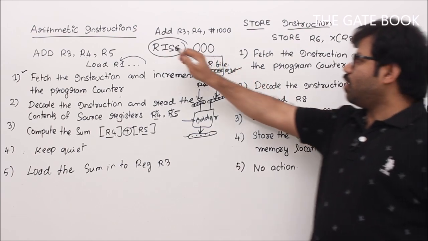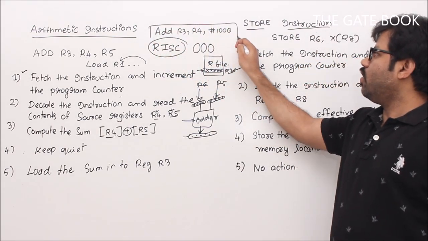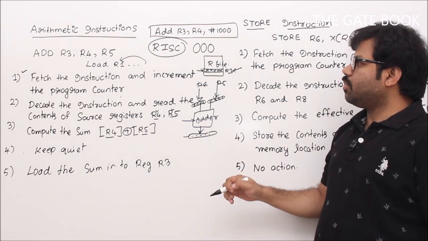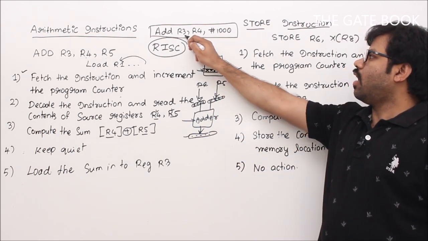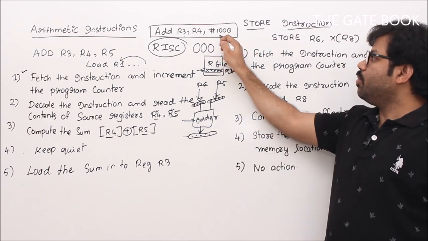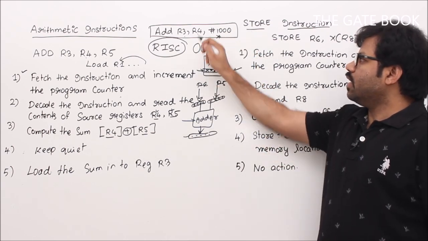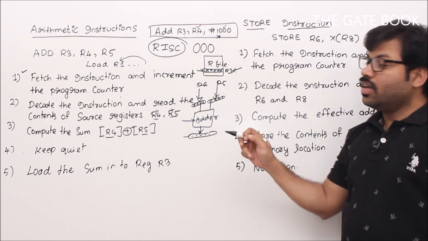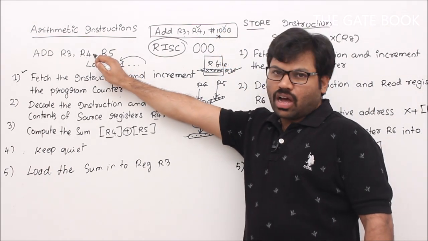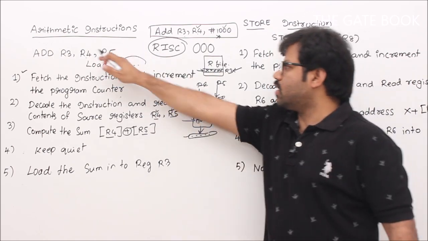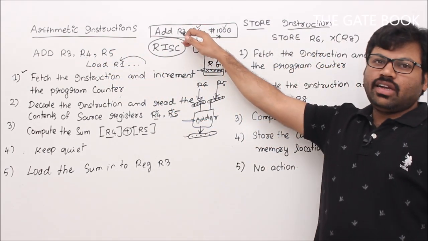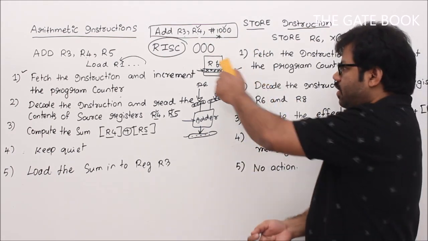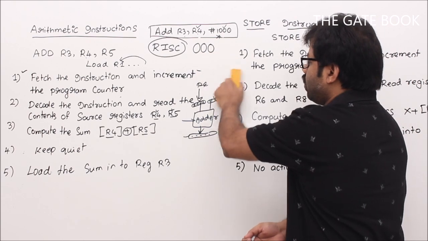Before that, I will tell you one more thing. Add R3 R4 hash 1000. What is this? Recall, add instruction, correct? What is the difference between R3 R4 R5 and R3 R4 hash 1000? This is immediate addressing mode, correct? That means here we have to add R4 and directly the value 1000. But in the other one, we are reading R4 and R5, two registers. Here we are only reading one register and the other operand is direct, that is, immediate.